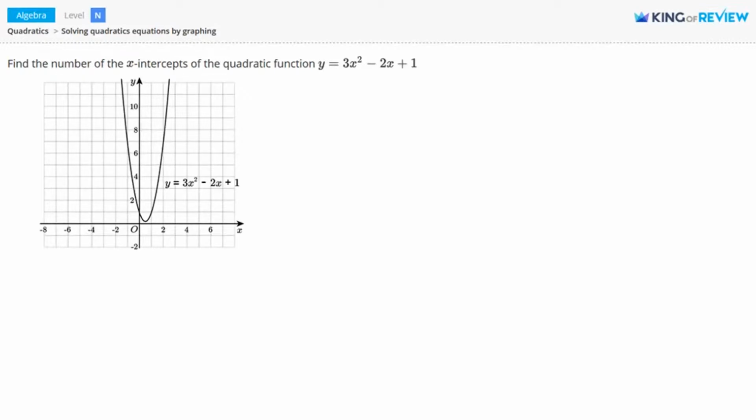Find the number of x-intercepts of the quadratic function y equals 3x squared minus 2x plus 1. So in this problem, we want to find the number of x-intercepts.